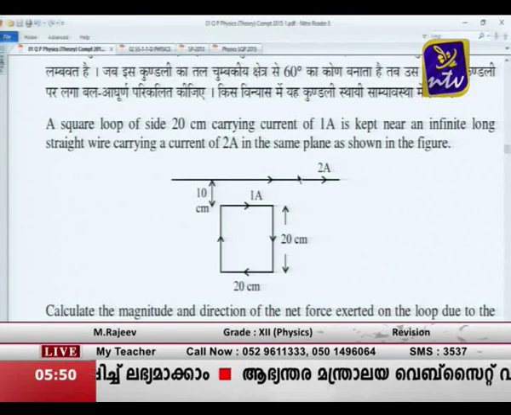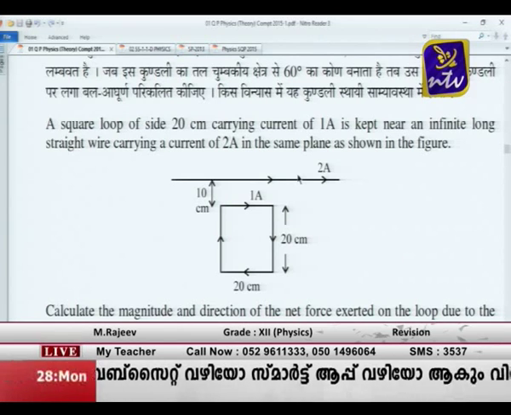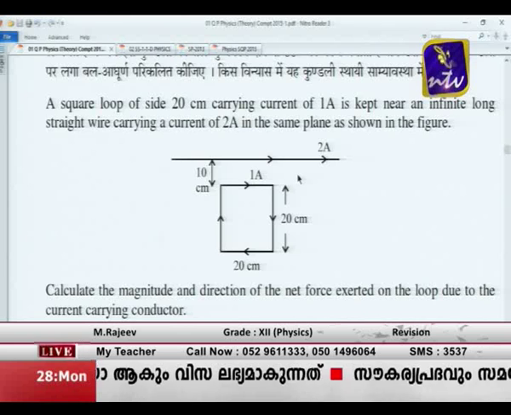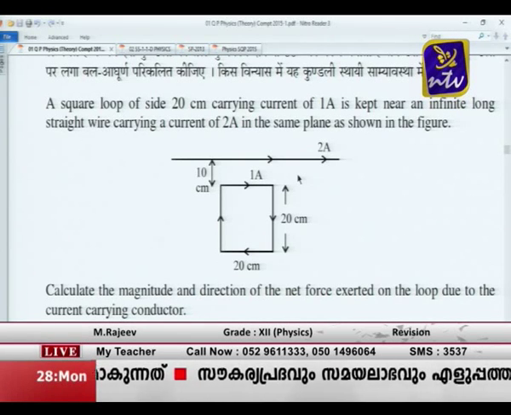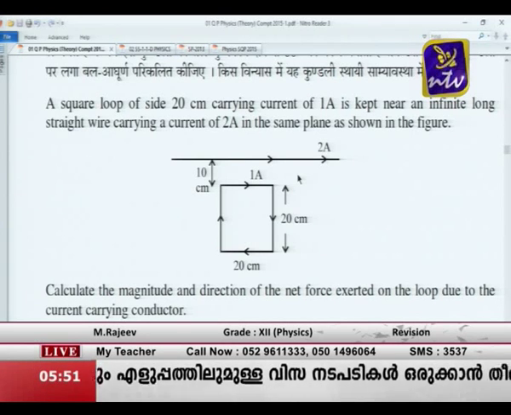A square loop of side 20 centimeter carrying 1 ampere current is kept near an infinitely long straight wire carrying current of 2 ampere in the same plane as drawn. Question: calculate the magnitude and direction of the net force exerted on the loop due to the current carrying conductor. So, this again is an important type of question.